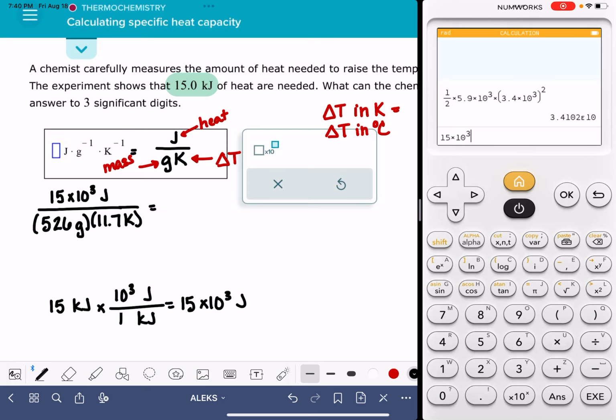15 times 10 to the 3rd divided by 526 times 11.7 gives me a heat capacity to 3 significant figures of 2.44 joules per gram Kelvin.